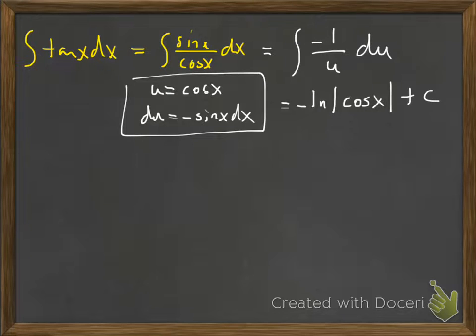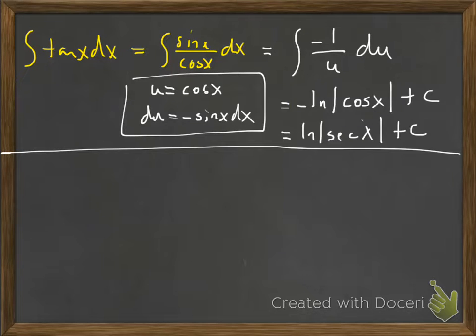And if I want to use my properties of logarithms, I put this negative 1 back up. So I'd have cosine to the negative 1, which is the secant. Then the ln absolute value of the secant of x plus c. So either of those is good. So now you have the antiderivative of tan. And we'll do one of the other ones. If you can do the antiderivative of tan, then you could figure out cotan.